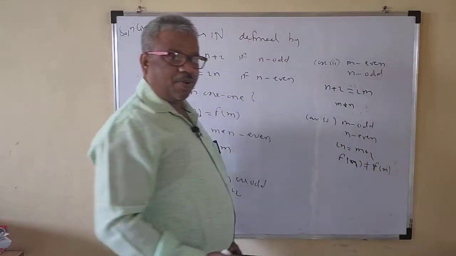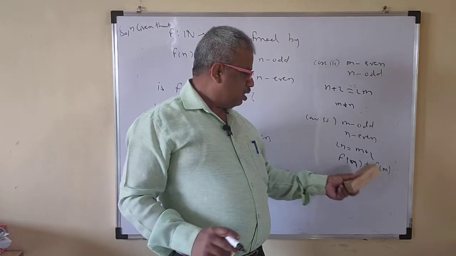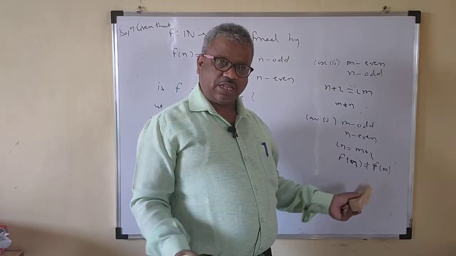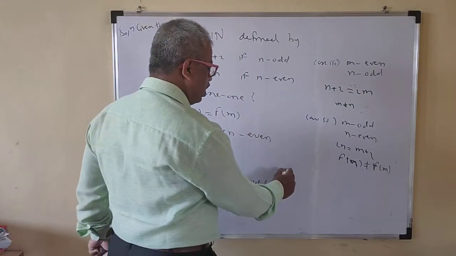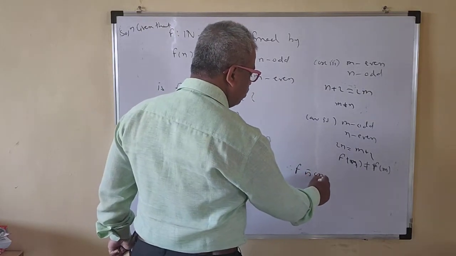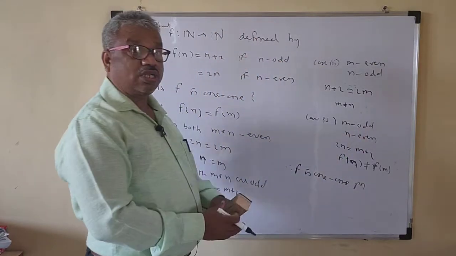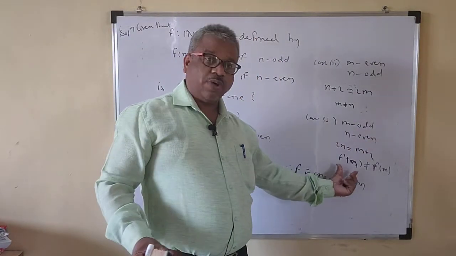So note that f of m is not the same as f of n. When m and n are not equal, f of m and f of n are also not equal. Therefore f is a one-one function. See here, m and n are not the same. If one is even and the other odd, then the value is also not the same.